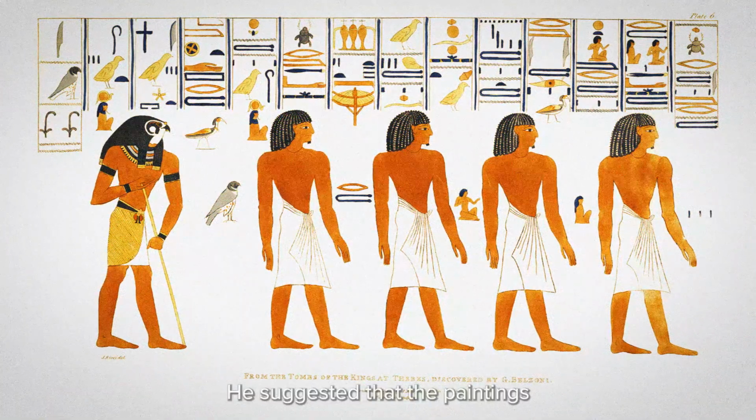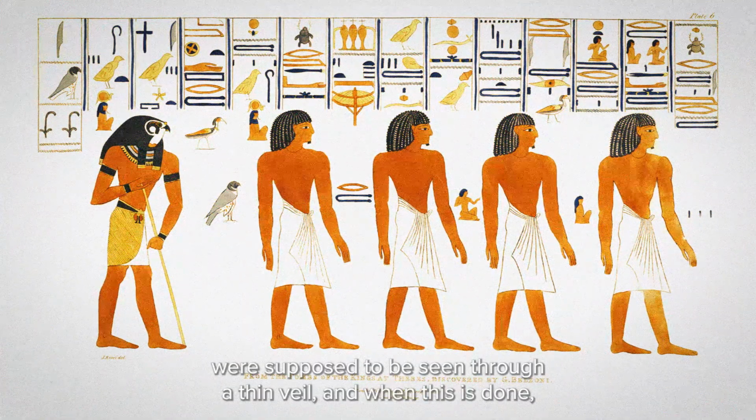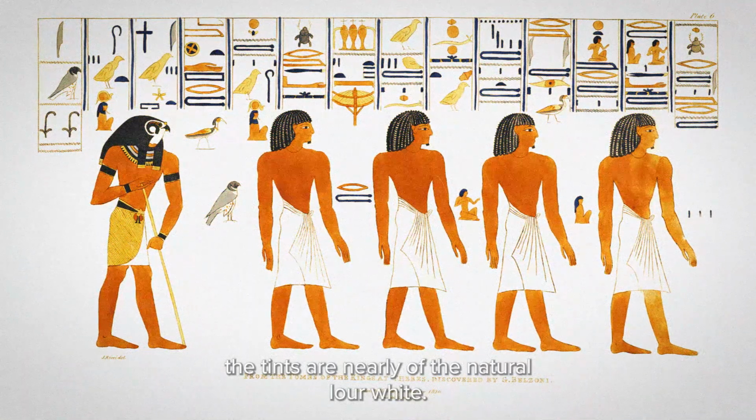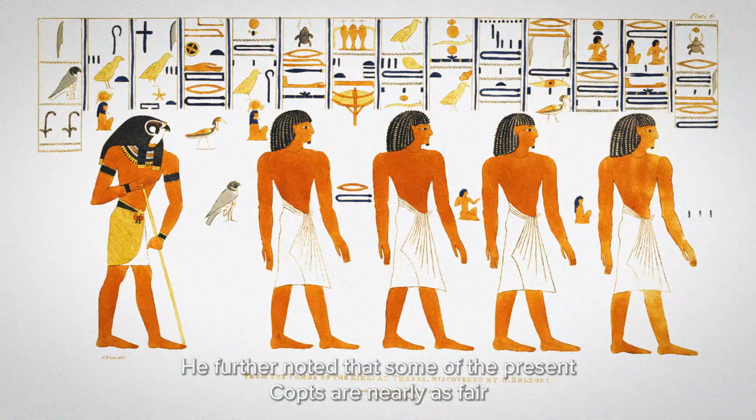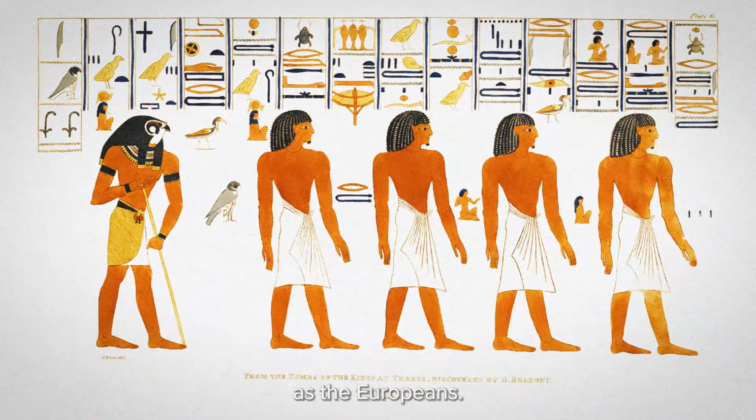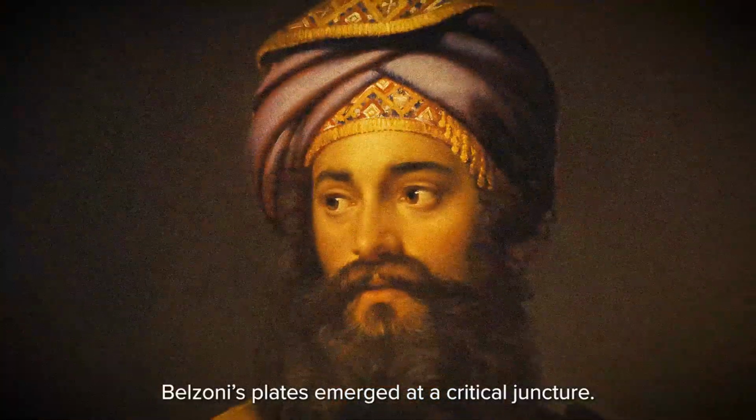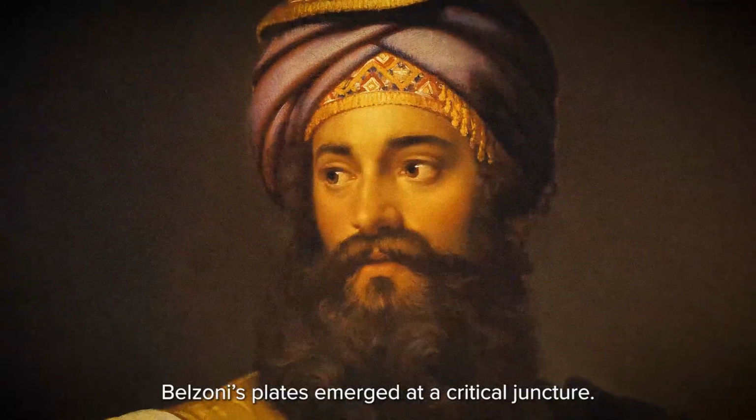He suggested that the paintings were supposed to be seen through a thin veil, and when this is done, the tints are nearly of the natural color white. He further noted that some of the present Copts are nearly as fair as the European. Belzoni's plates emerged at a critical juncture.